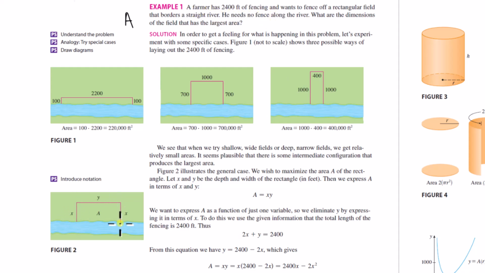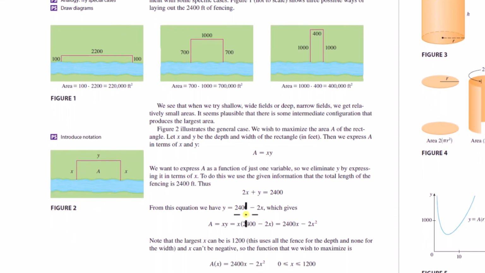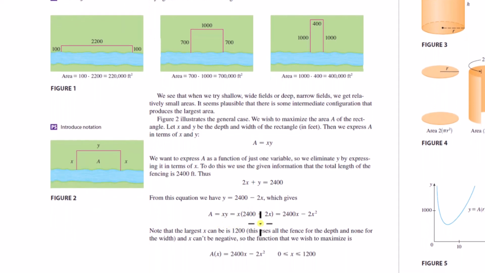The perimeter, well, not the perimeter of the area, because you don't count along the river. So 2X plus Y is equal to 2,400, the total length of fencing. So there you go. Now you can solve for X or Y, substitute, and now you've got the area as a function of a single variable. All right, but you're not done with the initial step of finding the function to be optimized, because you have to put the domain. We've got to this point.